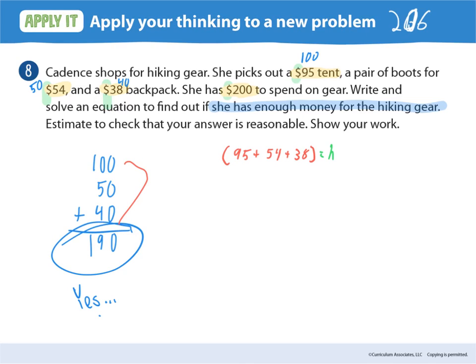So if we do add these up, 95, 54, 38, what do we get? 5 plus 4, think about your answer, it's 9, plus 8 more, 9 plus 8. Here we've got a set of 10, 1 and 9 is 10, plus 5 more, 15, 16, 17, 18. There we go.